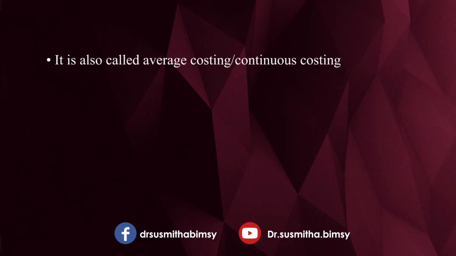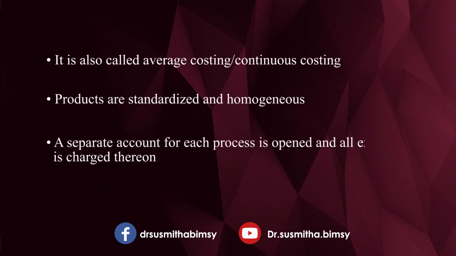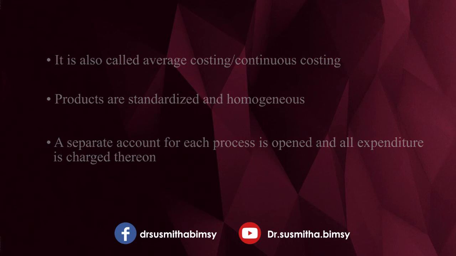Next feature is products are standardized and homogeneous. Homogeneous indicates that units of output are relatively indistinguishable from one another. During the processing stage, the products are not distinguishable. In this costing system, a separate account for each process is opened and the expenditure is charged thereon. Expenditure means the cost of material, labor and overheads are collected for each process and charged accordingly.